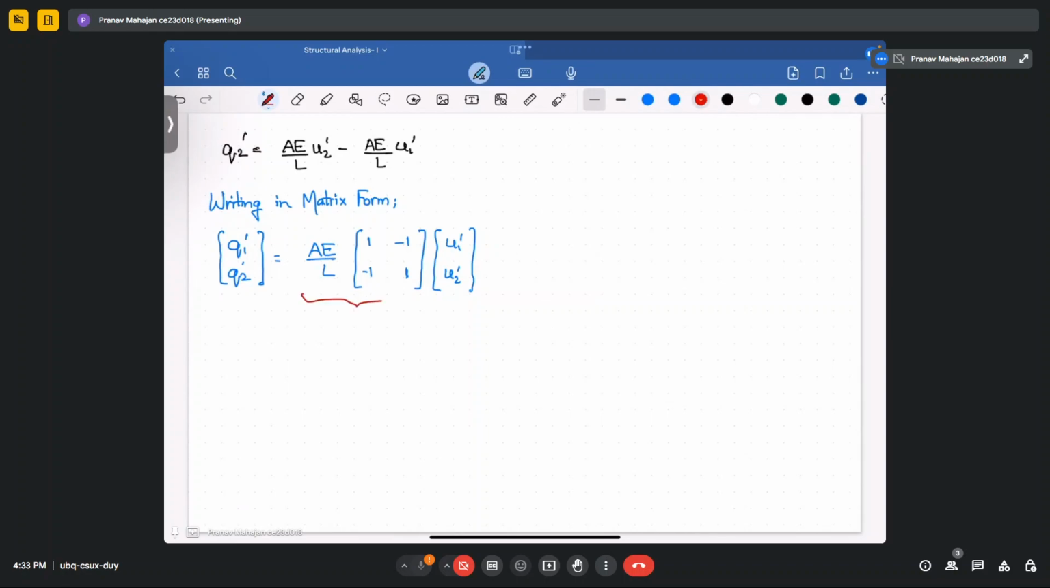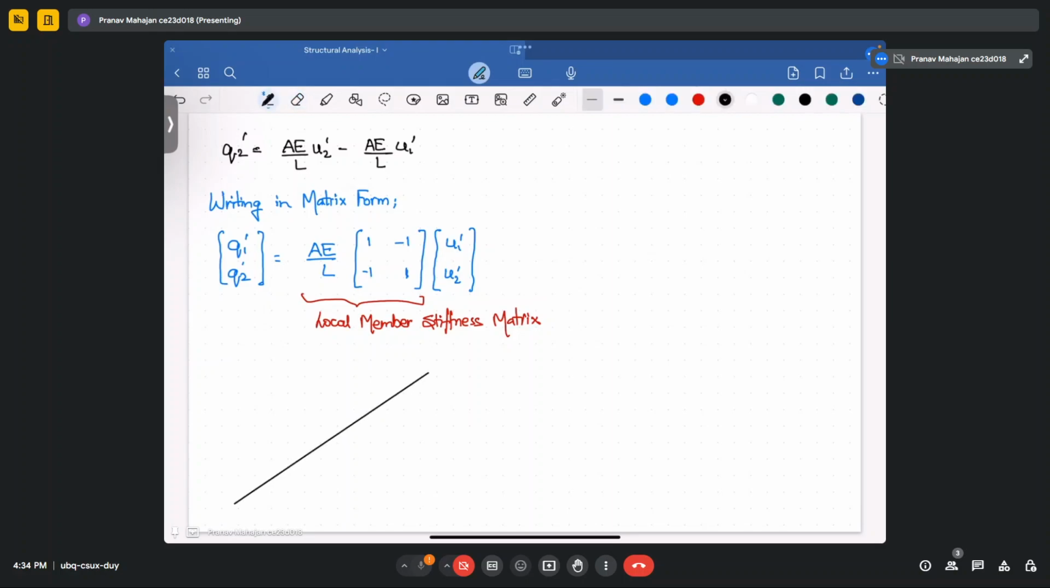So here this portion, AE over L times the matrix [1, -1; -1, 1], this is your local member stiffness matrix. Okay, so now how can you write this local member stiffness into the global stiffness? For that you need to use the deformation matrix. So how will we do that? Let's see further.